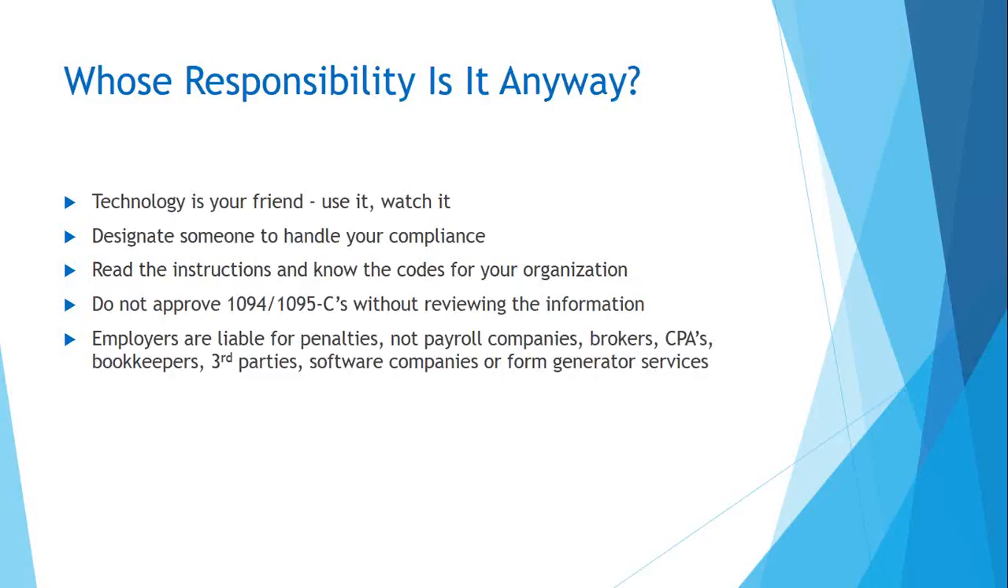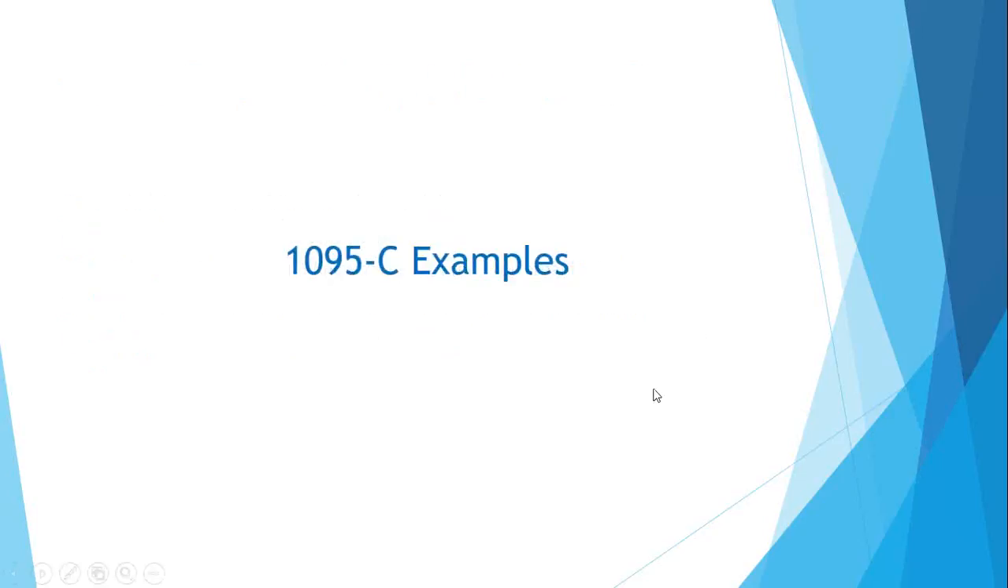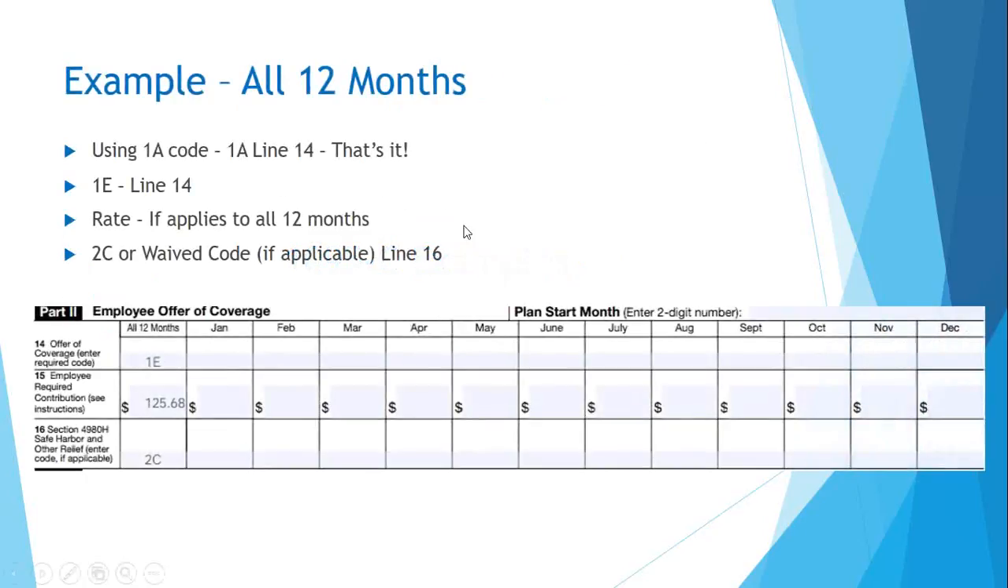Make sure that your forms are correct and you see the codes that you should see on your forms. Don't just blanket approve your 1094 and 1095 forms that are generated by your payroll, HRIS, or form generator company that you're using. Review them. Make sure all the data is there and everything's working together. So I'm going to go through some examples quickly here, and then I'll get to some questions.